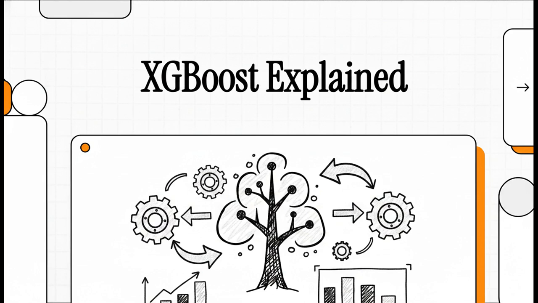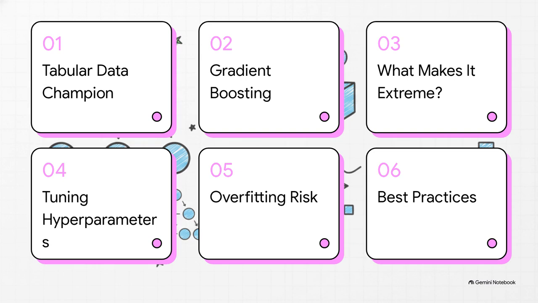By the time we wrap up today, you're going to know exactly what it is, the core idea of boosting that makes it tick, and why it's such an absolute powerhouse in data science. All right, let's take a quick look at our roadmap. We're going to cover why it's the champion of tabular data, decode what gradient boosting actually is, look at what makes it extreme, talk about tuning hyperparameters, figure out how to combat overfitting, and wrap up with some best practices.